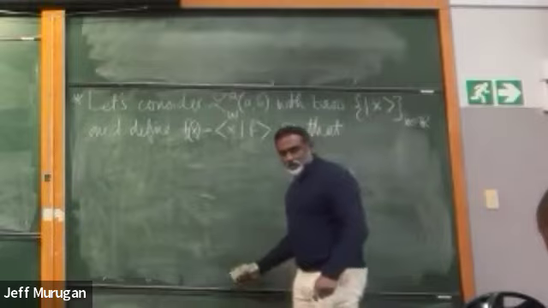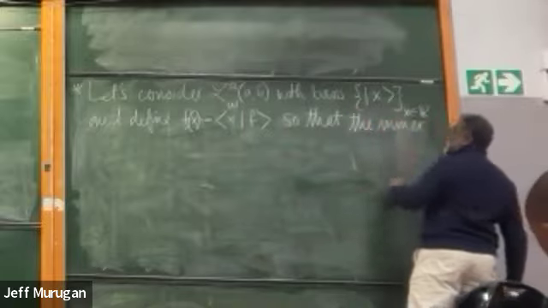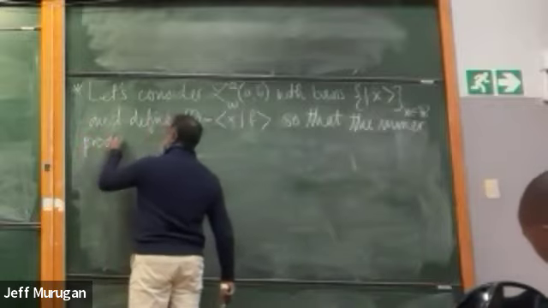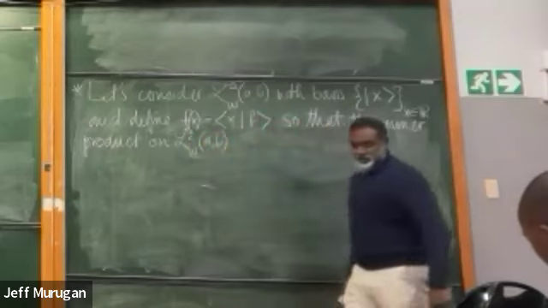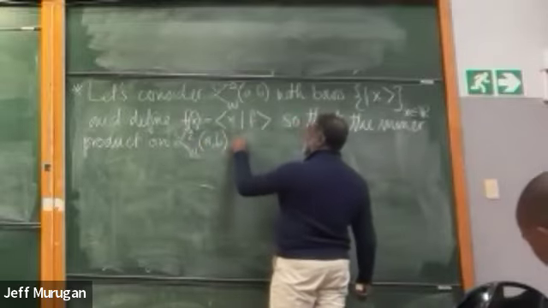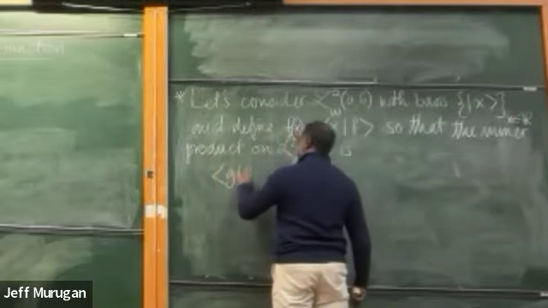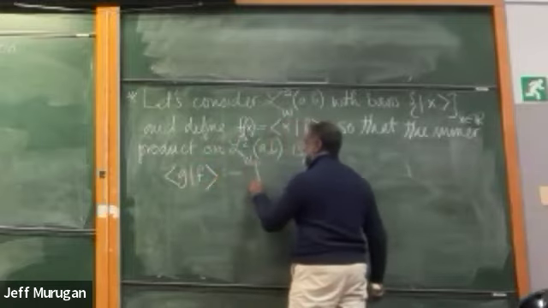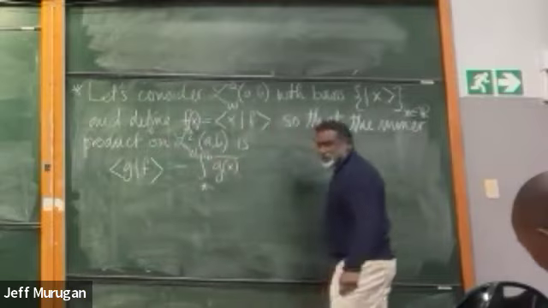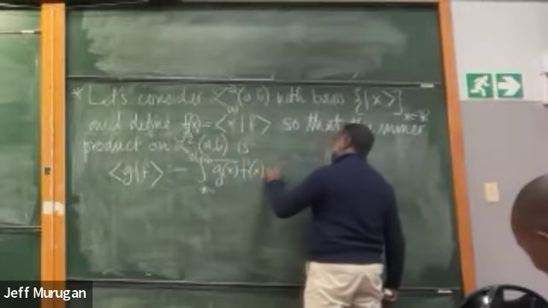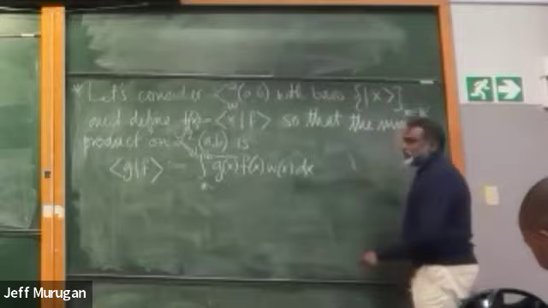So now I can define the inner product on L squared [a,b] as: the inner product of g with f is the integral from a to b of g conjugate times f of x times w of x dx. Those sums, okay.